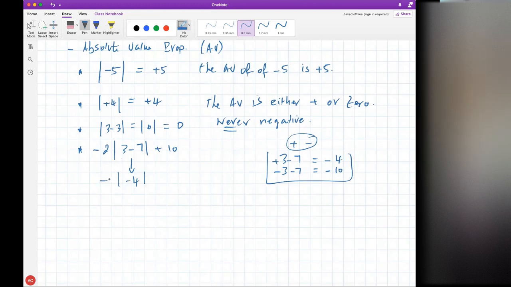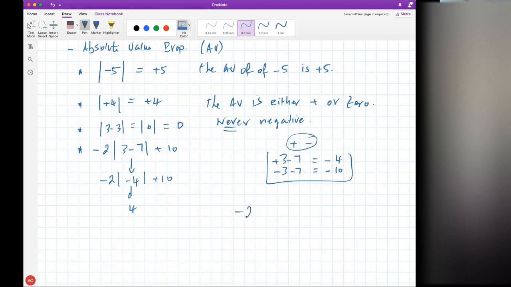Bring down the other numbers. Let's continue with the absolute value to simplify it completely. What is the absolute value of -4? Again, everybody? 4. That's right. So +4. What is the operation here between -2 and the absolute value? That's a multiplication. That's right.